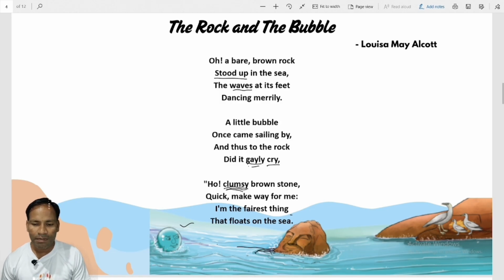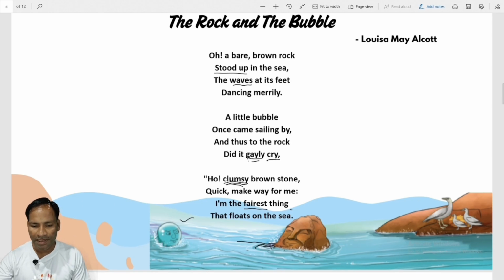Oh clumsy brown stone, quick make way for me. Demands to be aside and let me go. I am the fairest, fair, fairer and fairest. The fairest thing means the most brilliant or brightest thing in the world that floats on the sea. There's no other thing brighter than me in the sea, bubble says.